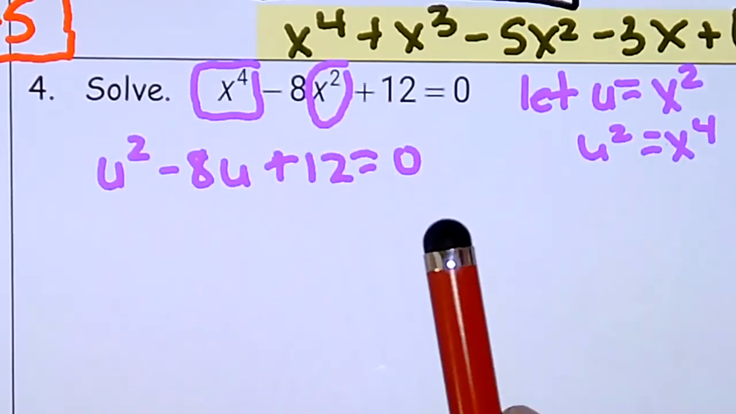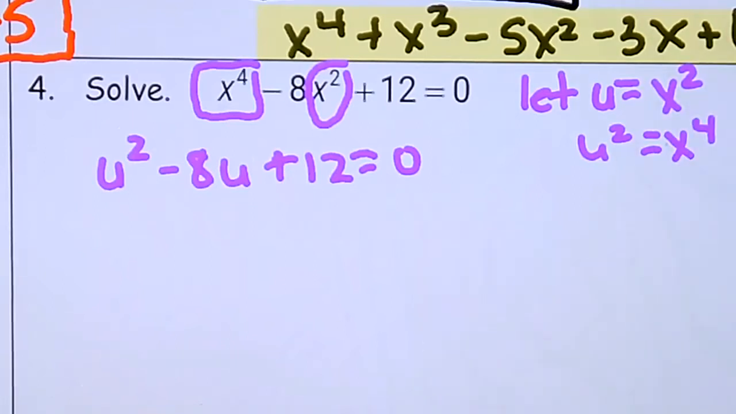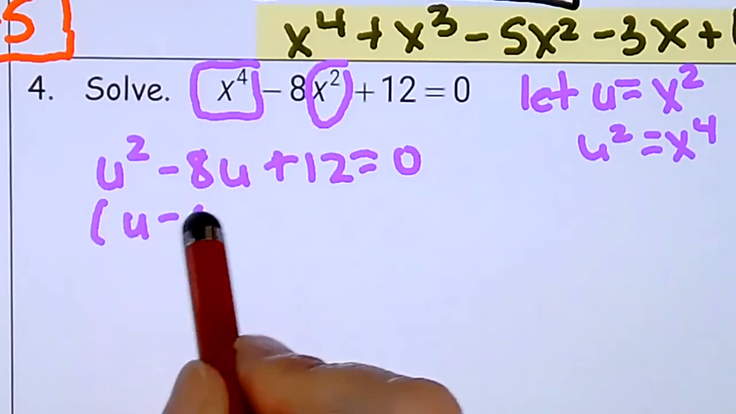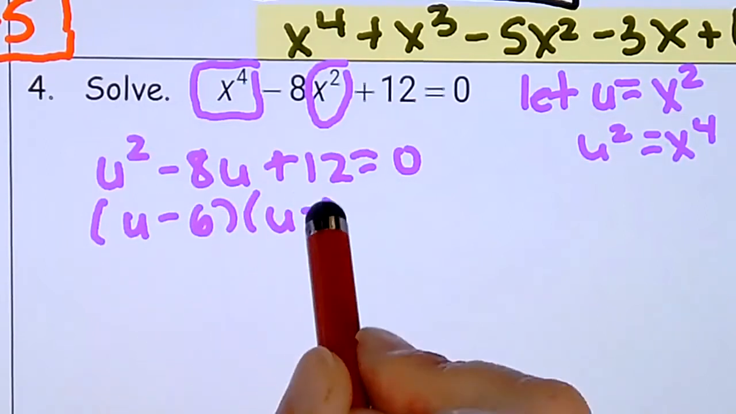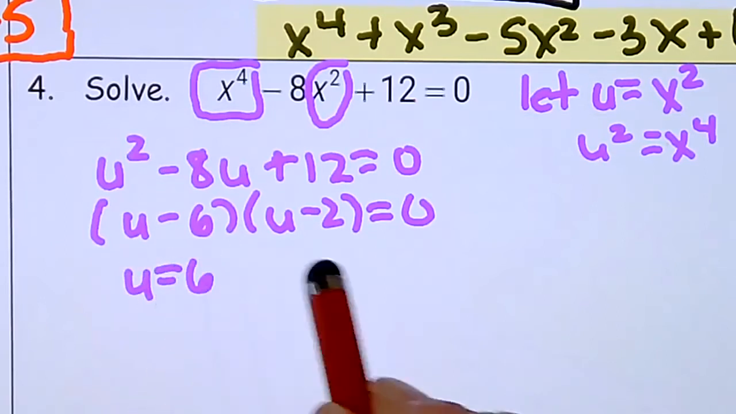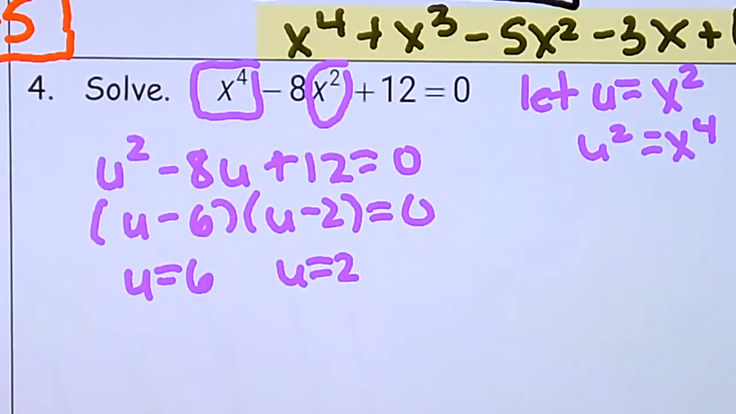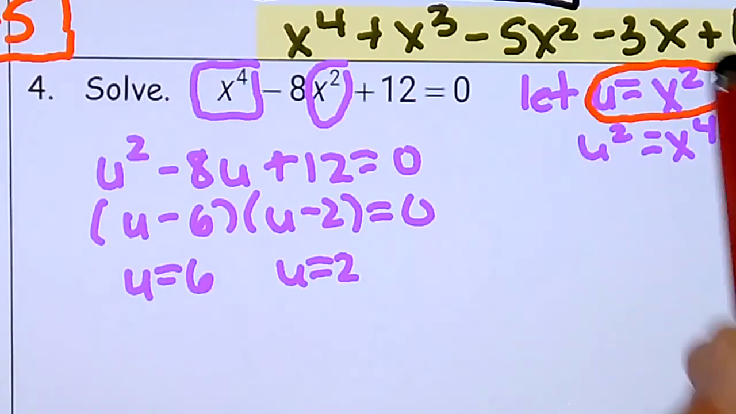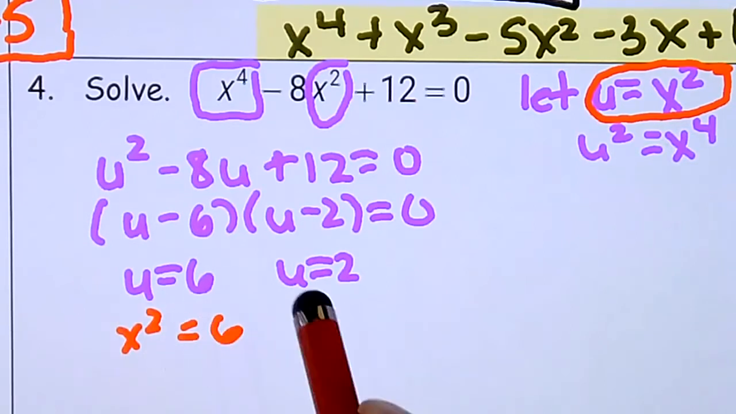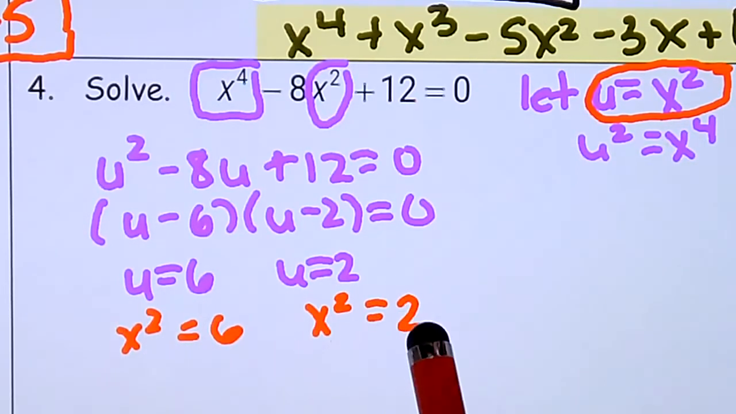Okay, and so I'm going to rewrite this as u squared minus 8u plus 12 equals 0, and I'm going to factor. So I'm basically trying to figure out what multiplies to 12 and adds to negative 8. That's going to be u minus 6, u minus 2 equals 0. So I get u is equal to 6. I get u is equal to 2. But remember, it wasn't a u. U is the same as an x squared. So this is going to be x squared equals 6 and x squared equals 2.